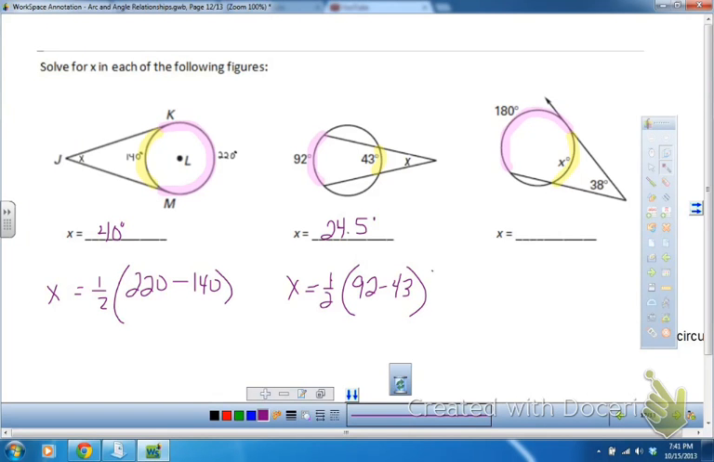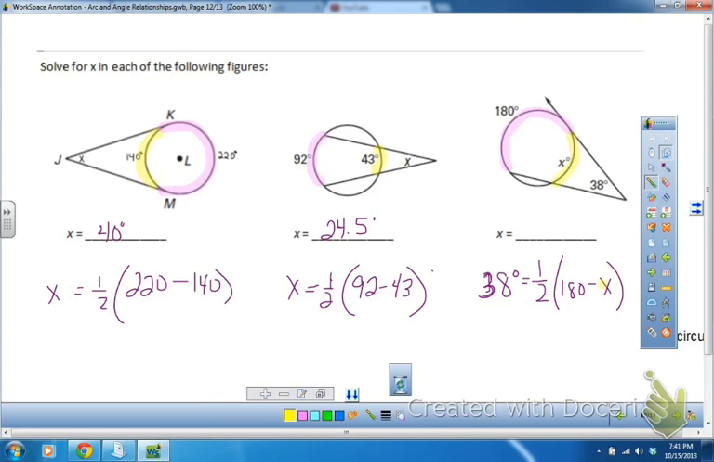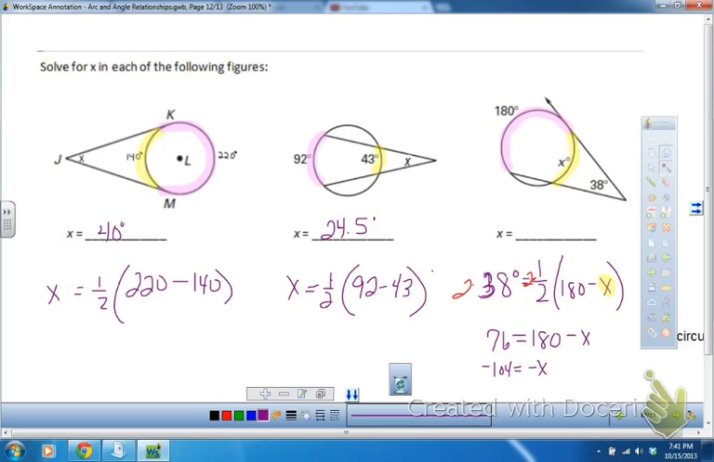Now the last one gets a little trickier because we already know what the angle is, so we would put the measure of the angle and set it equal to 1/2 of the large arc minus the small arc, and since the small arc just has an x, then we're going to have to solve to get x by itself. Now remember, in order to get rid of that 1/2, you can multiply times the reciprocal, which is 2, and that gives us 76 equals 180 minus x. And if you subtract 180, you get negative 104 equals negative x, divided by negative 1, and x would be a positive 104 degrees. And that is actually the measure of the smaller arc.